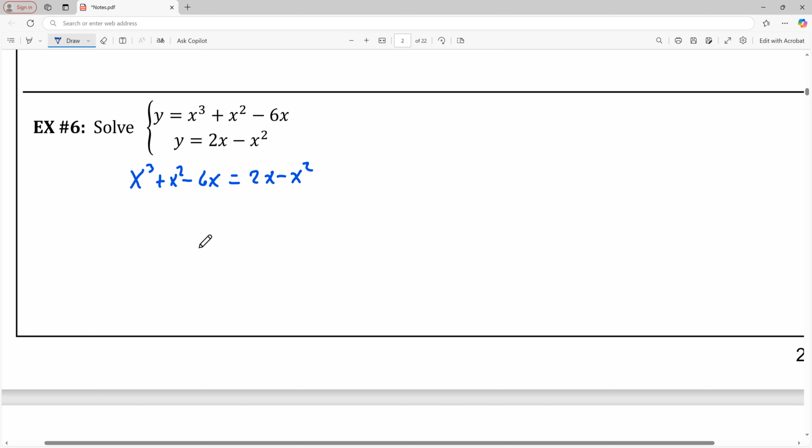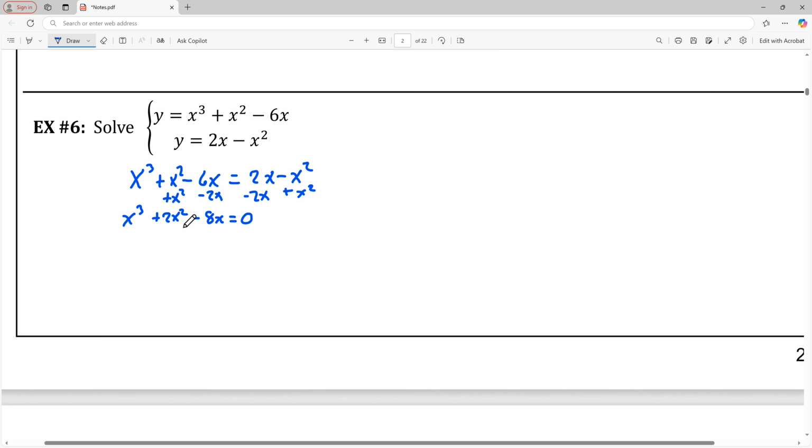I'm going to go ahead and get all the x's onto one side. So I'm going to move the 2x and the negative x squared over. And I'll end up with x cubed. When I move this x squared over, I'm going to add it to the other side. So if I do x squared plus x squared, that'll be a 2x squared. When I move the 2x over, I'm going to subtract 2x. So that's going to be a minus 8x. And this is equal to 0.